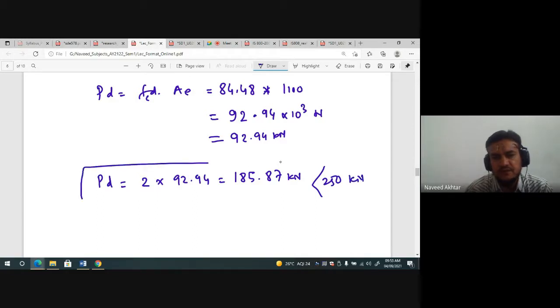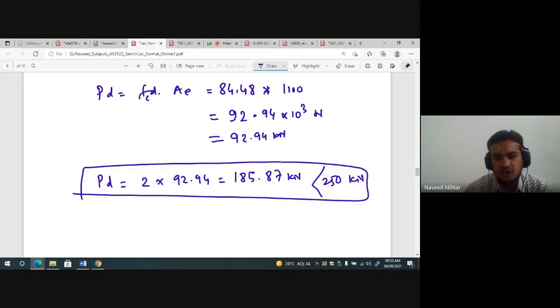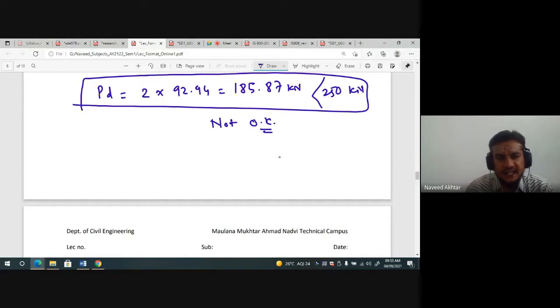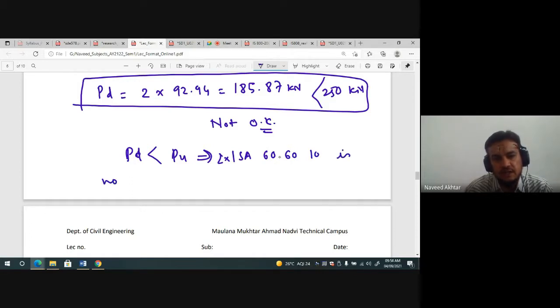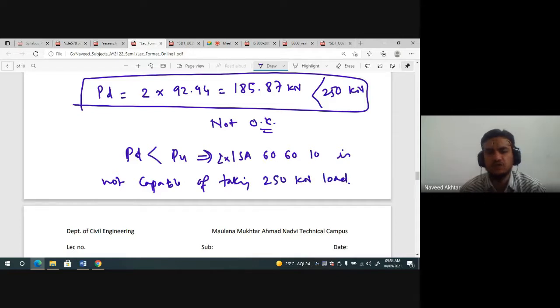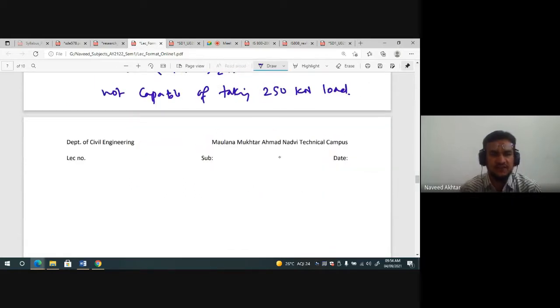इसका मतलब क्या हो गया? It is not okay. So our Pd is less than Pu. It means that the 2 ISA 60 by 10 is not capable of taking 250 kilonewton compressive load. Now this section fails, 2 ISA 60 by 10. Now we will go for trial number 2.